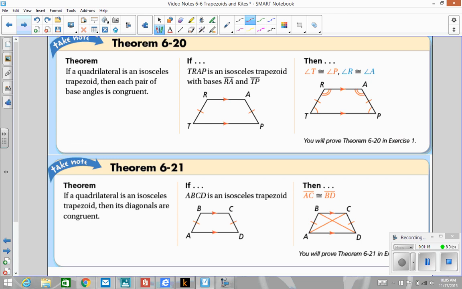Okay, so we have some theorems to highlight. This one says that if you have an isosceles trapezoid with the bases, then all the base angles are congruent. And this one also says if you have an isosceles trapezoid, then the diagonals are congruent. Now, what other kind of figure has congruent diagonals? That would be a rectangle. But what's the difference? This is a trapezoid with congruent legs, and a rectangle is a parallelogram. So there's a difference between those two, but know that they both have congruent diagonals.